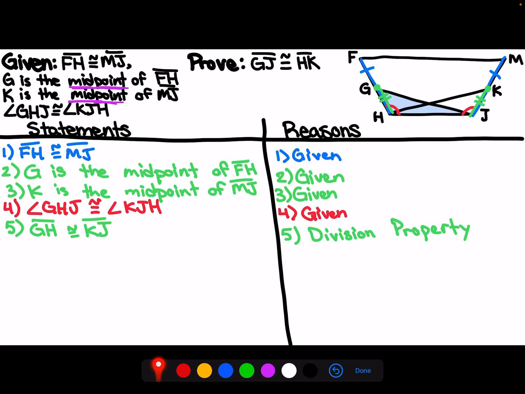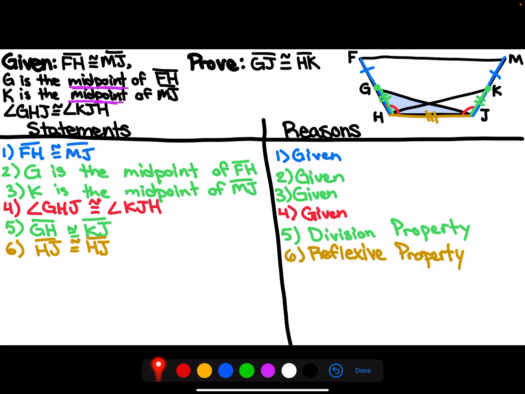Well, from here, is there anything that's shared by both triangles? Well, yes, they both have HJ. So I can say that HJ is congruent to itself by the reflexive property. So these two segments, HJ and HJ, they're congruent to itself. And again, we can see that's on both triangles here, not just one of them, but on both of them. So now we should have enough information to say that they're congruent. So I can say triangle GHJ is congruent to triangle KJH by side, angle, side.